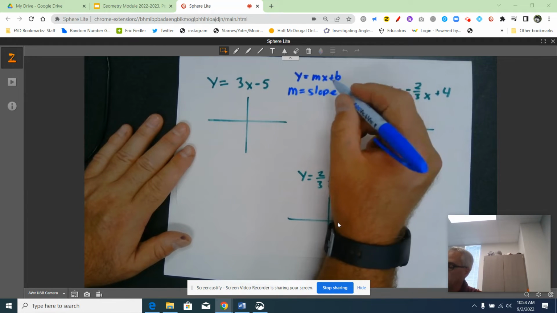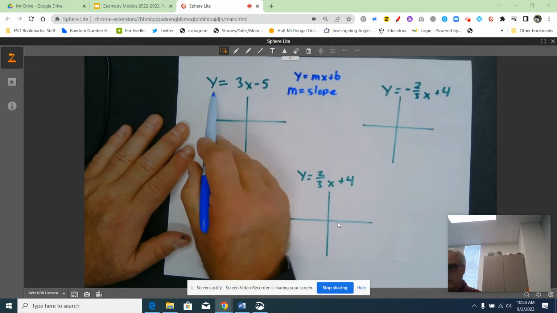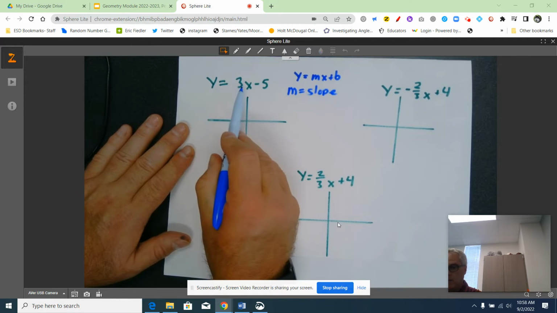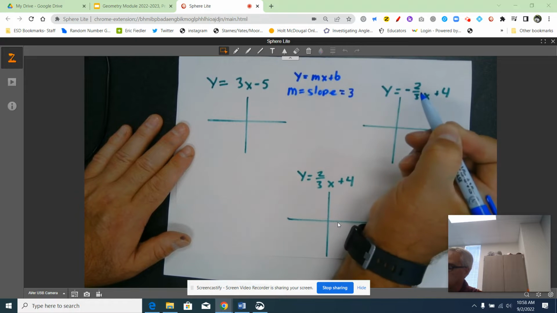The slope is the number that's right next to the x when the equation is solved for y. Okay, so if you look at this equation, it's solved for y. The number that's right next to the x is the 3. So our slope in that question is 3.